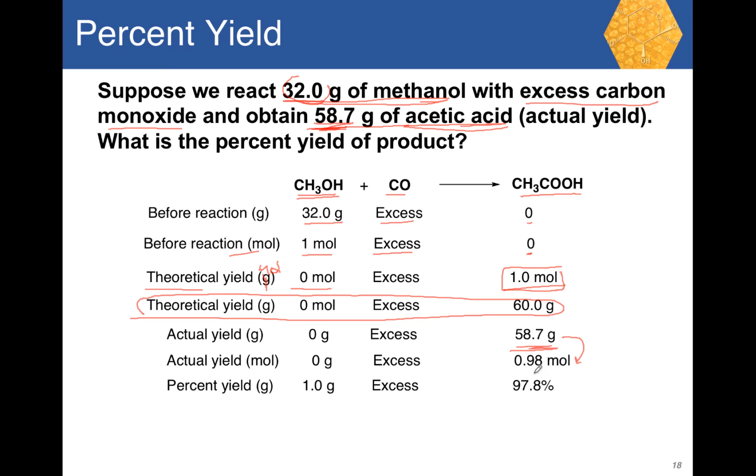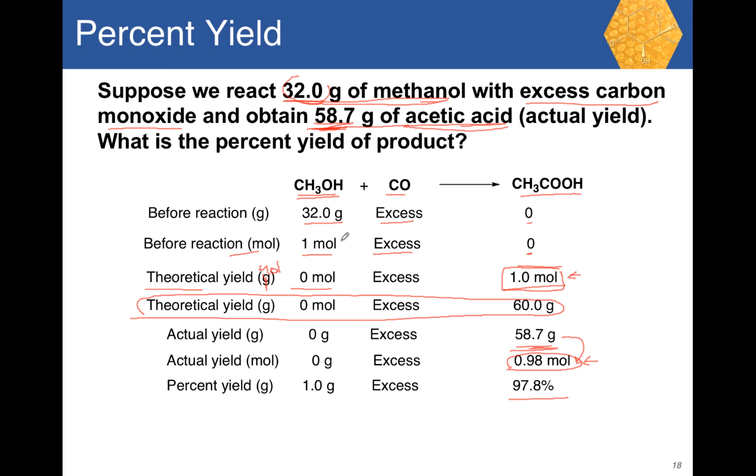The percent yield would be this number divided by this number, times 100, using the equation on the previous slide. And we got 97.8. So the bottom line is that the experiment was pretty good because we got a pretty high percent yield. So let's do a quick review and summary.